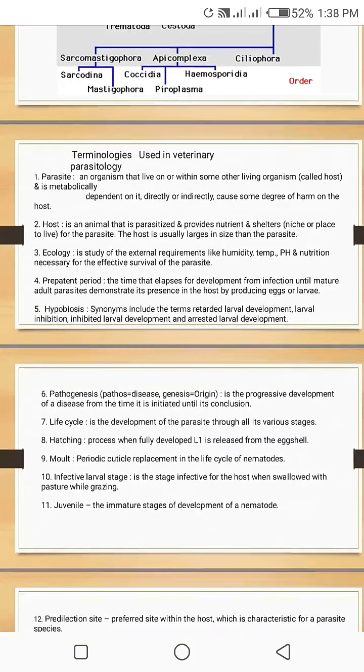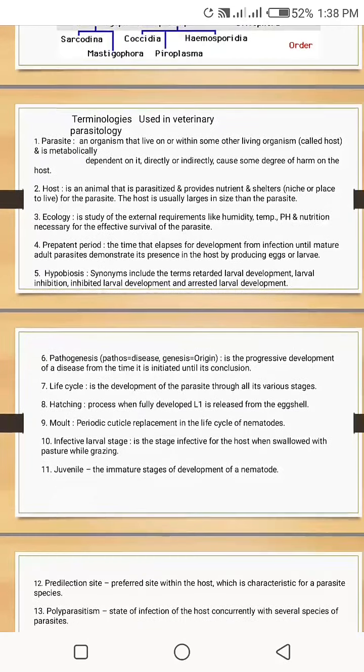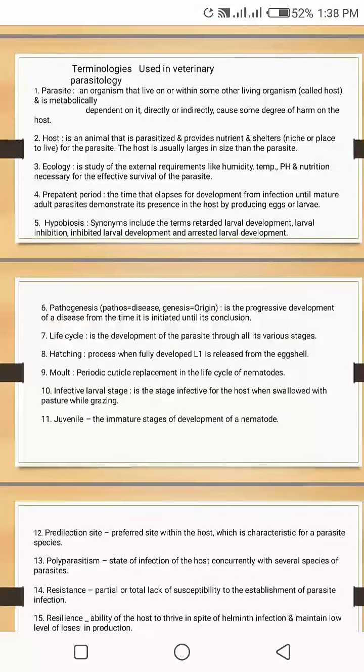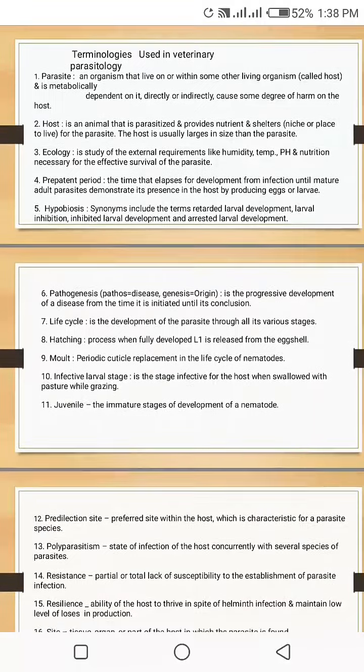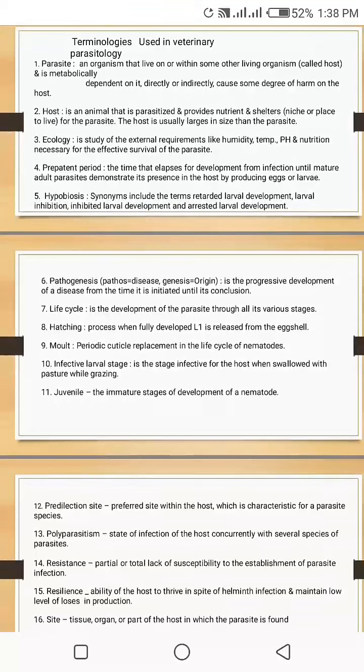Hypobiosis means the retarded development or inhibition of larvae development. Pathogenesis is the development of the disease, the process of how the disease develops. The other one is life cycle, the development of the parasite through its various stages. Hatching is the process when the fully developed L1 is released from the eggshell. We call it hatching.